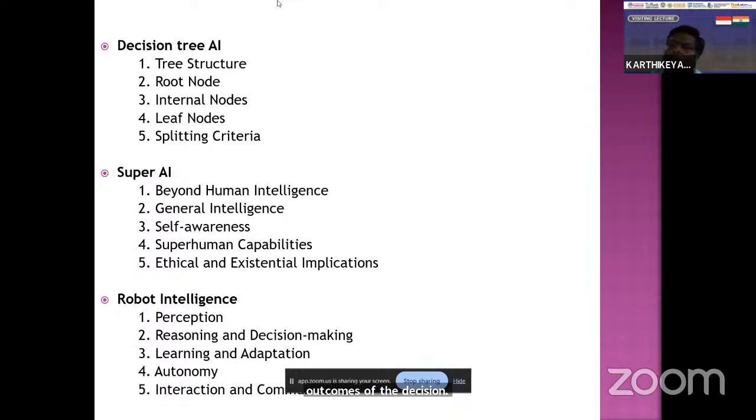The root node, the top node of the decision tree, known as the root node, represents the initial decision based on the most important feature in the data set.